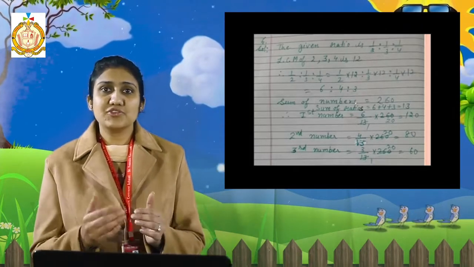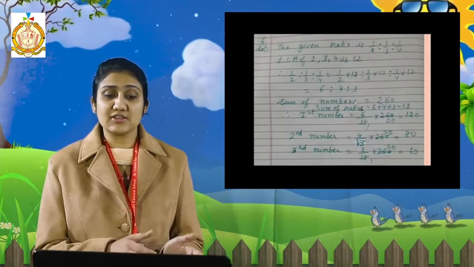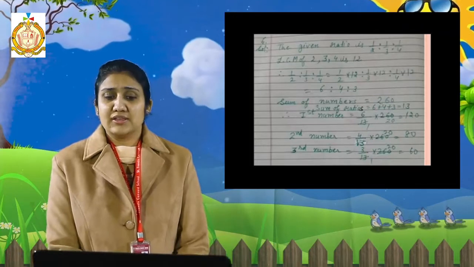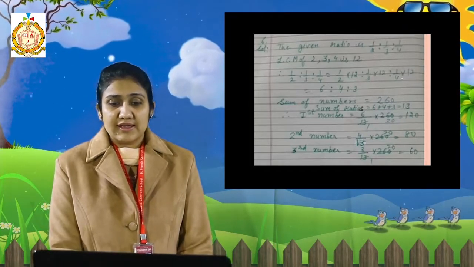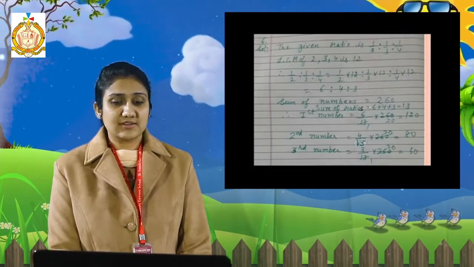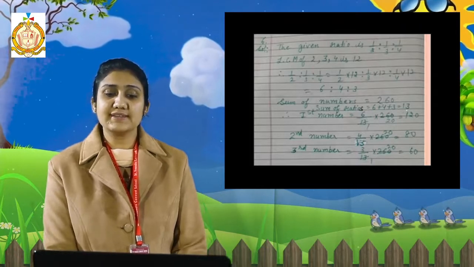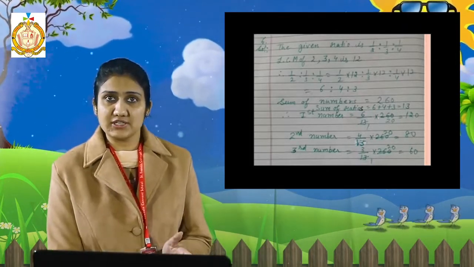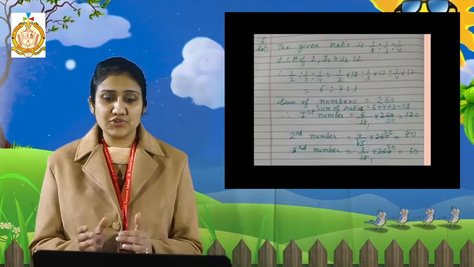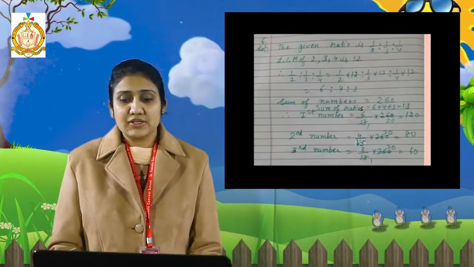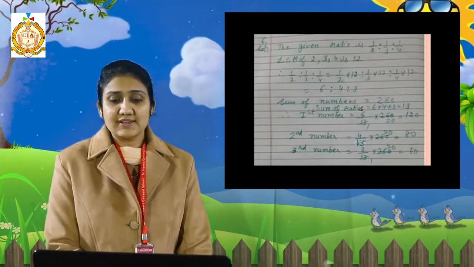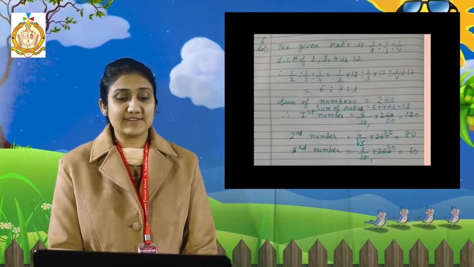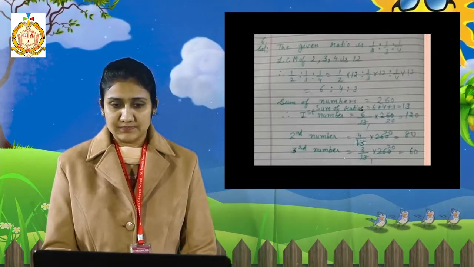So the above ratio can also be written as 6:4:3. Now do the sum in a similar manner. Firstly, what is the sum of the ratios? That is 13, and the sum of the numbers is 260. So the first number will be the first ratio divided by the sum of all ratios, multiplied by 260. After cancelling out the terms, you will get the answer 120. In a similar way, you can find the second and the third number.